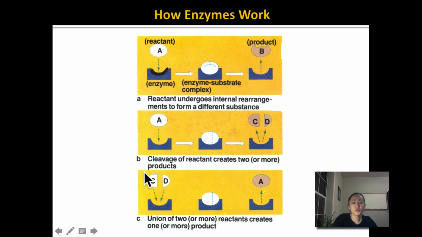You can also have two substrates, C and D here, coming into the active site. They're actually being put together in this case, and they are turning into something new, which is letter A here. Okay, so enzymes do all this work. They cause change to happen. Another word for an enzyme is a catalyst.